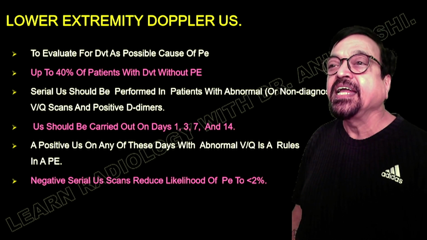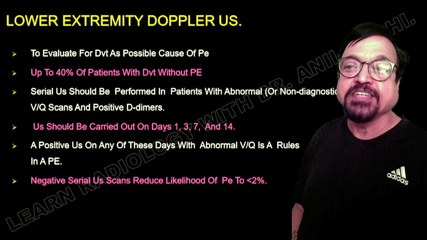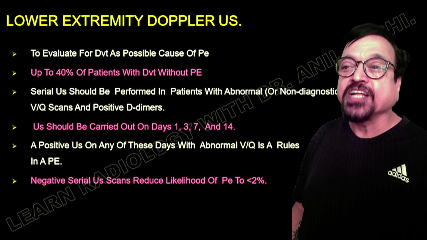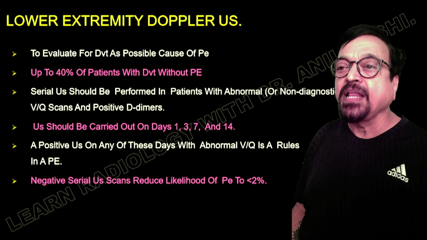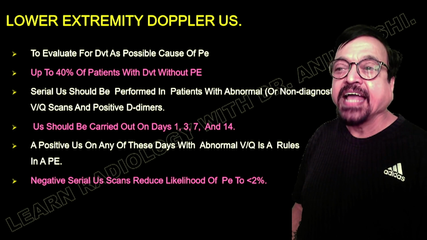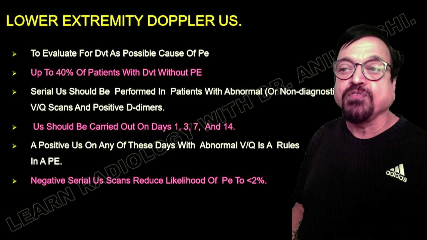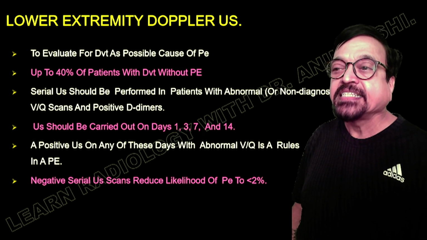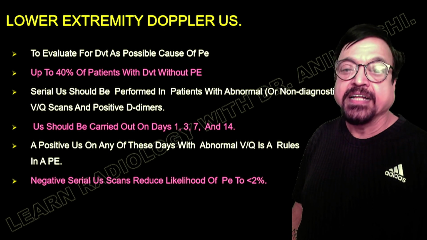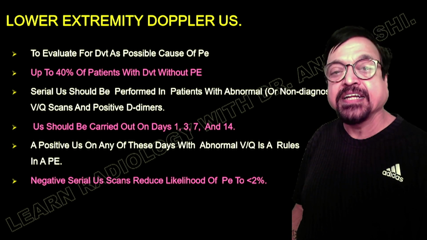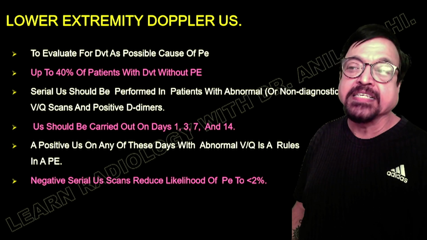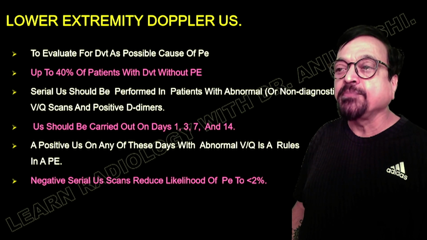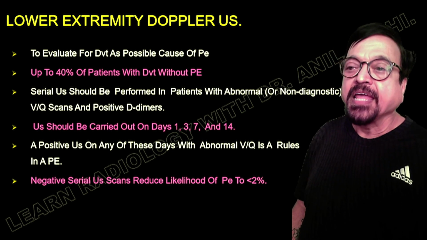To evaluate DVT, sonography is the investigation of choice. Up to 40% of the patients with DVT are without PE. Serial ultrasound should be performed in patients with abnormal, that is non-diagnostic, scans and positive D-dimers. If one test comes back negative, there is no harm in doing the other. US should be carried out on day 0 and subsequently up to the 14th day. Day 0 is when you diagnose it, and that day you know clinically how old it is, but it is better to follow for 2 weeks. A positive US on any of these days with abnormal findings is a rule-in for pulmonary embolism.